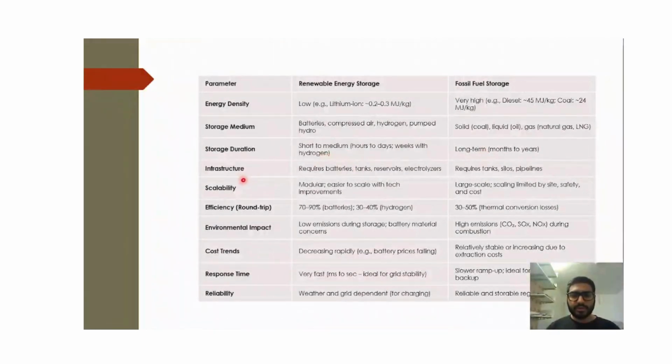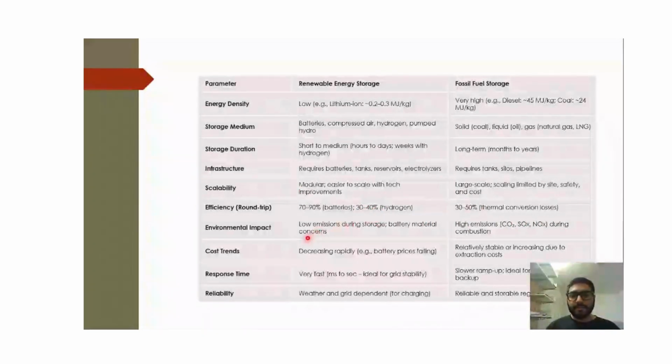Then infrastructure. It requires batteries, and in the case of hydrogen, hydrogen tanks and electrolyzers. On the other hand, fossil fuels require silos and tanks for storage. Then scalability is easier, with high technical improvements, in the case of renewable energy storage, while for fossil fuel there are a lot of safety concerns and cost concerns while we scale up the plant. Then there's round trip efficiency. We can see that batteries have a very high round trip efficiency as compared to fossil fuel, which has a very low one.